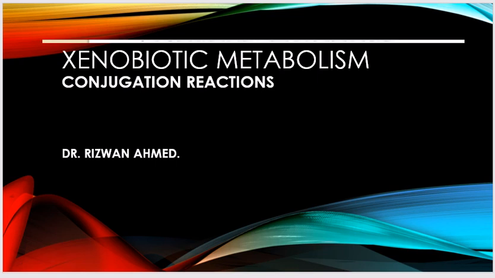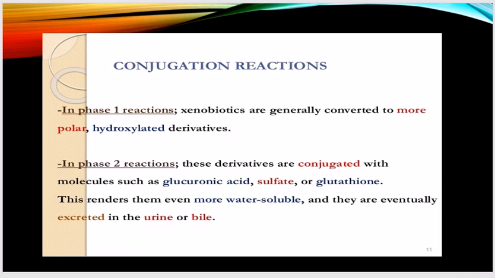In our previous lecture, we discussed the phase 1 reactions of xenobiotics, that are the hydroxylation reactions carried out by the monooxygenase system or the cytochrome P450 system. We have also discussed the different functions of the cytochrome P450 system. In today's lecture, we will discuss the phase 2 reactions that are also known as the conjugation reactions.